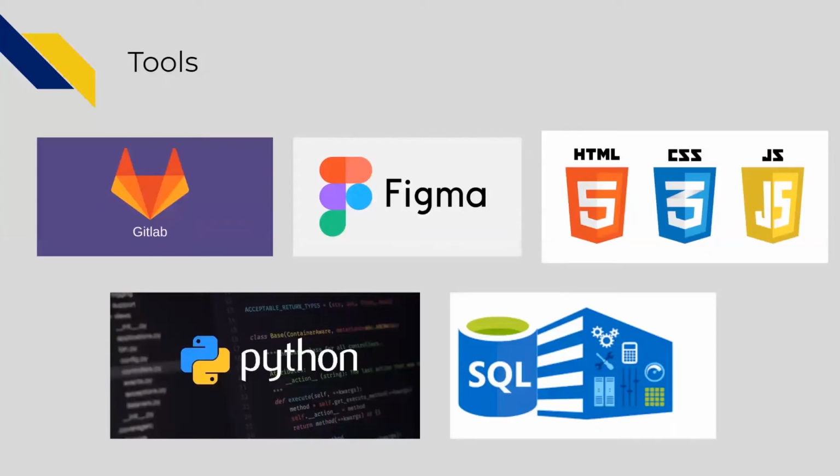The tools we used: source control was GitLab, Figma for wireframing, just basic HTML, CSS, and JS for designing the web app. It was a Python Flask application, so there was a lot of Python in the back end, and then we just used SQL for our database.